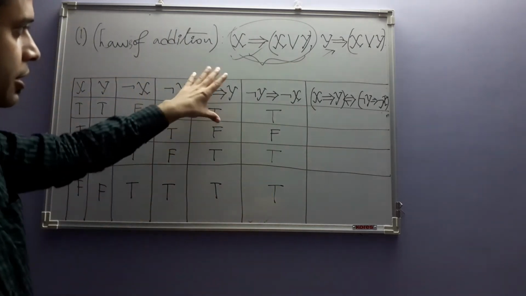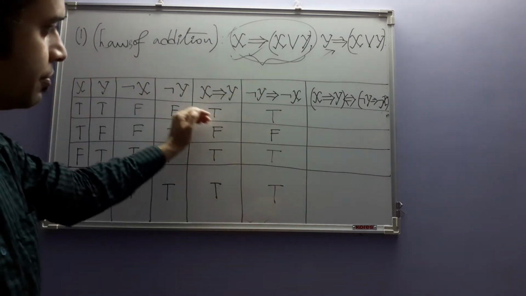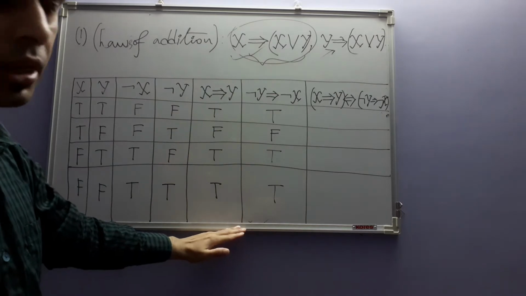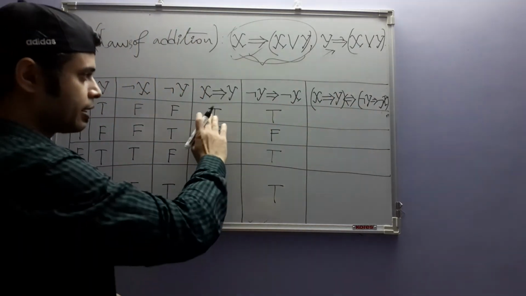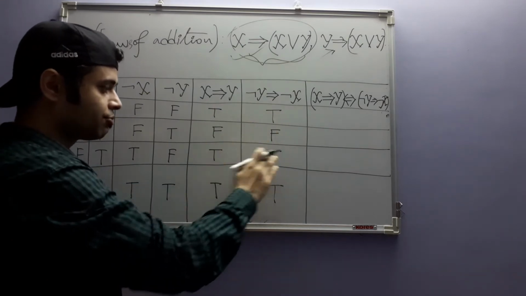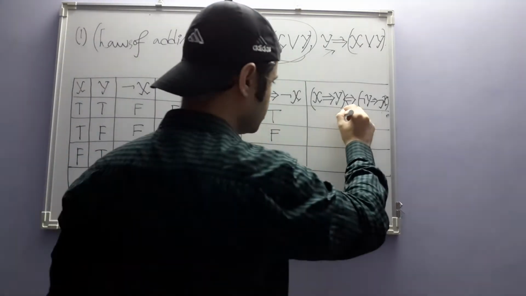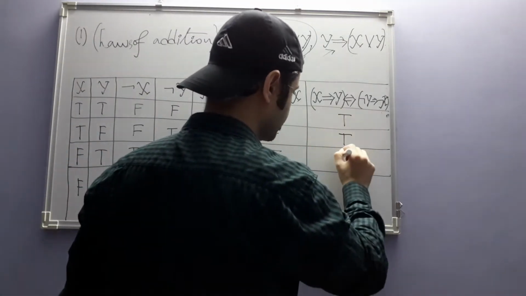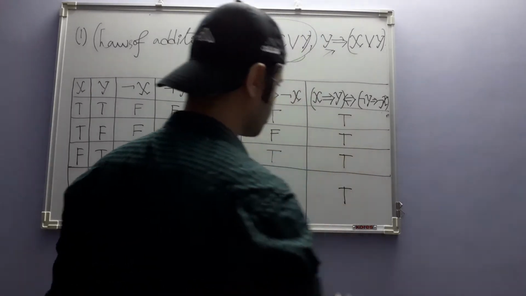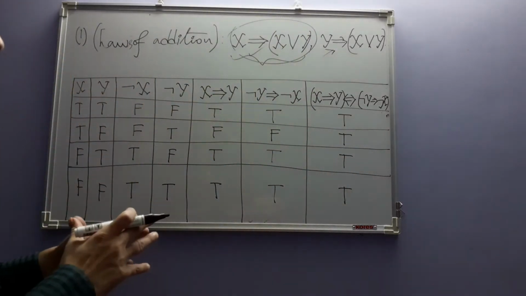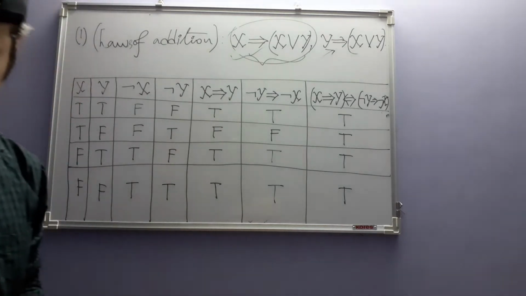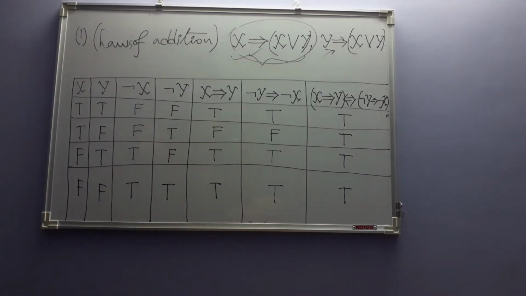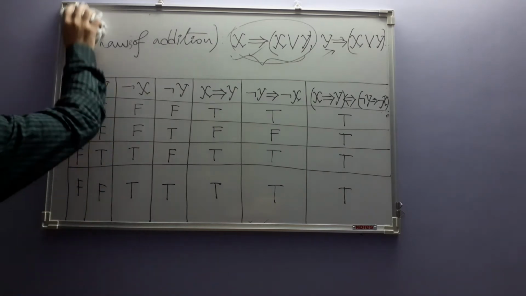Now you look at these two columns. They are exactly the same. So that's why these two are logically equivalent. They are either true together or false together. So we have this double implication is always true. So this is a tautology, and this proves the law of contrapositive. Okay. That's it.